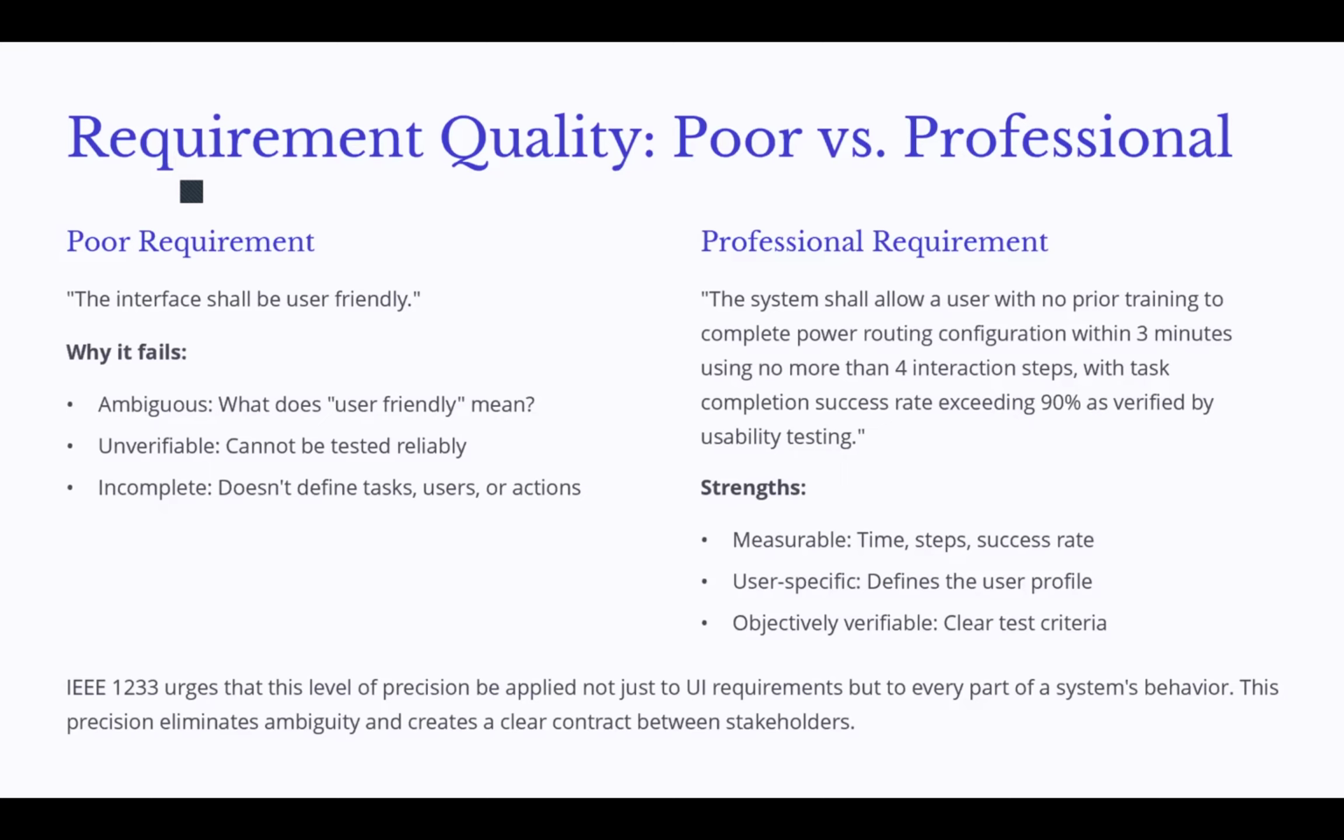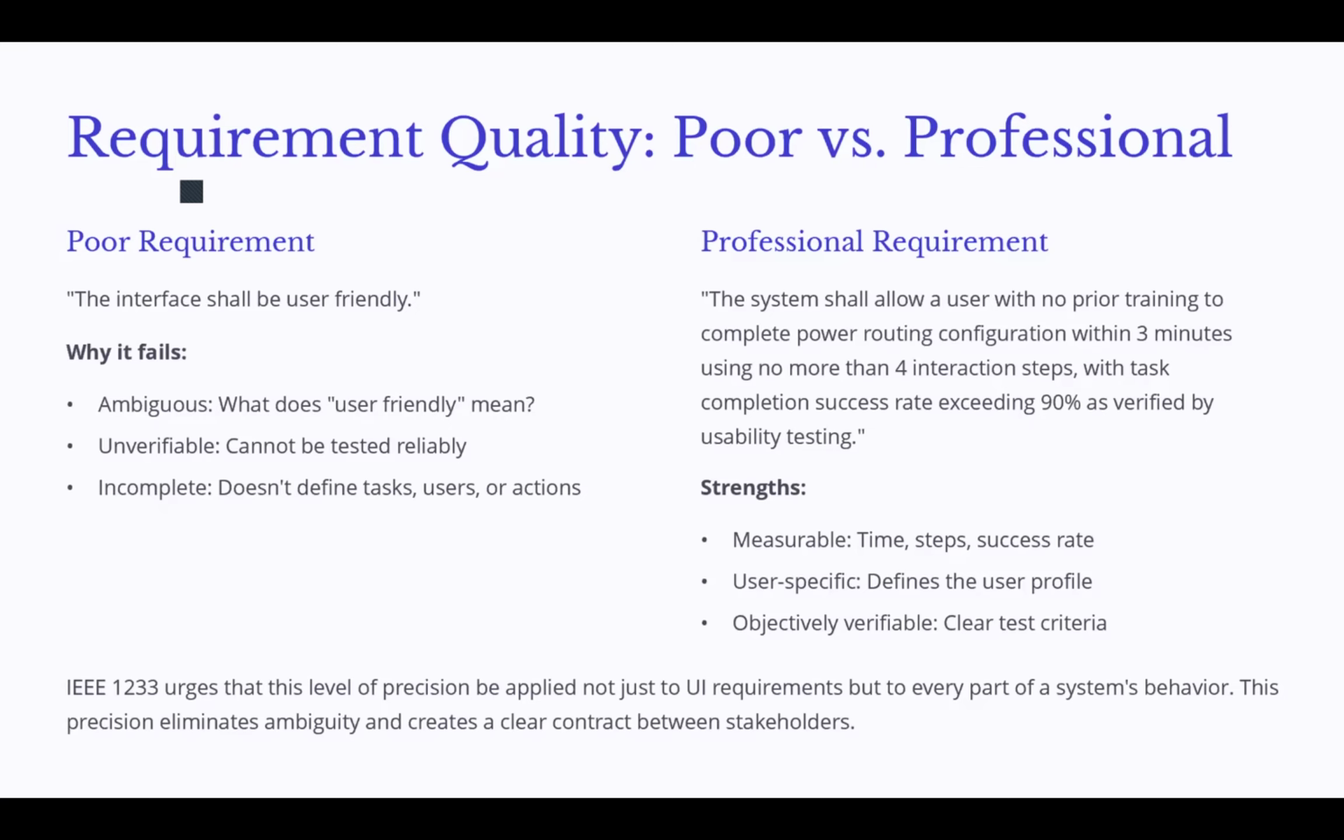The professional requirement should read like this: the system shall allow the user with no prior training to complete power routing configuration within 3 minutes using no more than 4 interaction steps, with task completion success rate exceeding 90% as verified by usability testing. So everything is now clear. We know what the actions are, we know how to test it, we know the criteria of verification, and there is no ambiguity in it. So everyone knows what to do and what the expectations are.